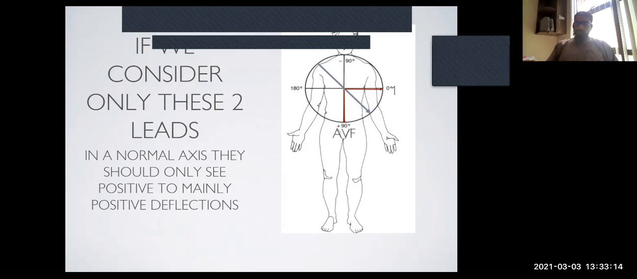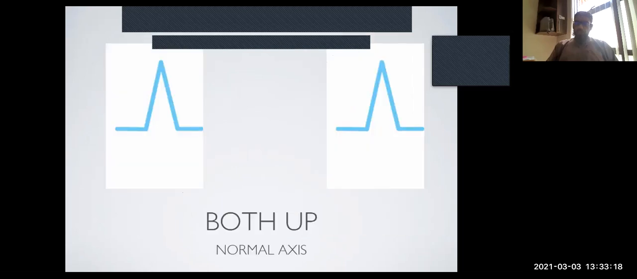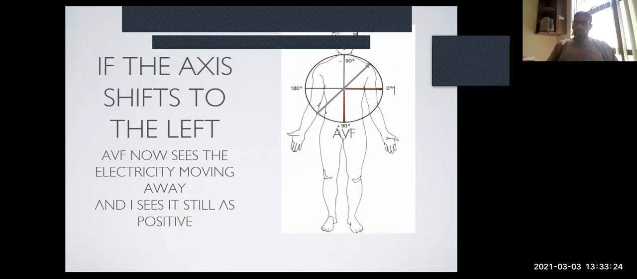Now let's take another one. Sorry, I'm just trying to get to the next one. So if both of them are positive, it shows us that we have a normal axis. Now let's shift that axis to the right, okay? So, I mean, to the left. So now the electricity is moving to the left. So let's take lead AVF, all right? So lead AVF, remember, he's looking at it right down here from the bottom. And we still haven't gotten to exactly how you work out the axis. We're going to get to some examples now, but I just want to show you. So let's start with lead AVF.